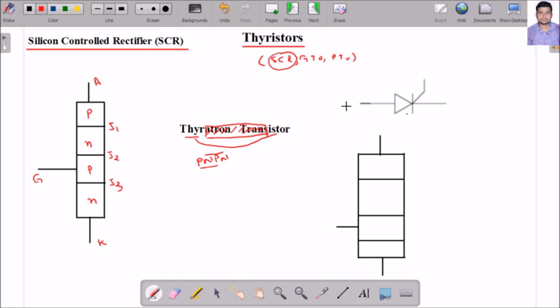If I see the construction of the thyristor, this is the anode, this is the cathode, and this is the gate. It is P N P N. Generally this N layer is very thin and heavily doped, so it is N plus.